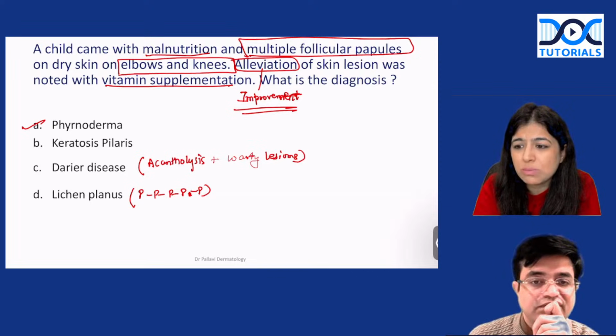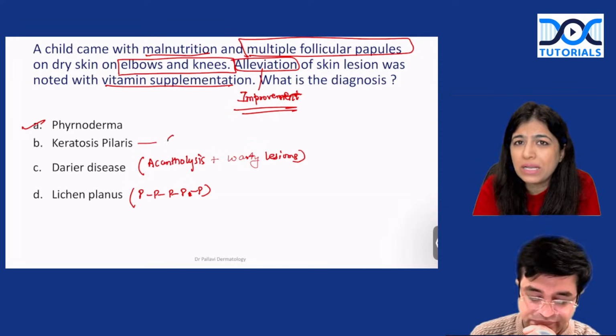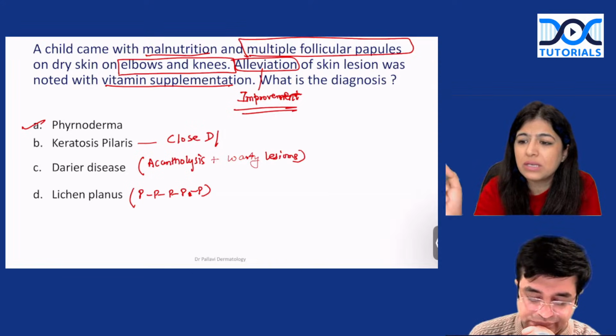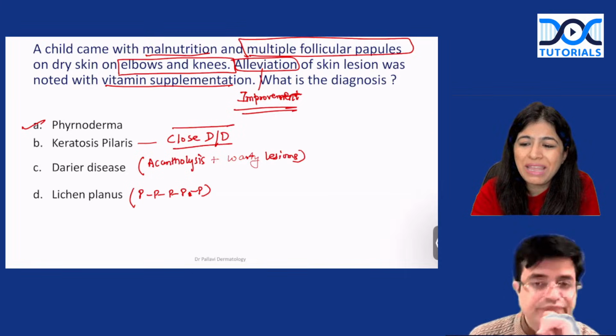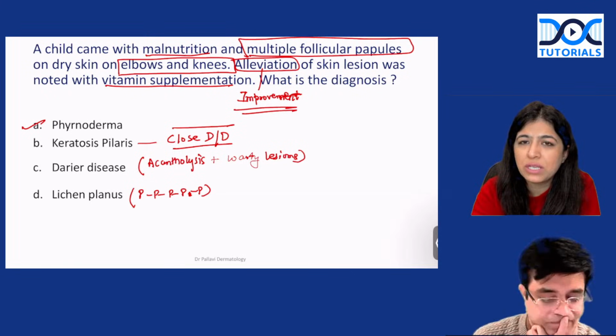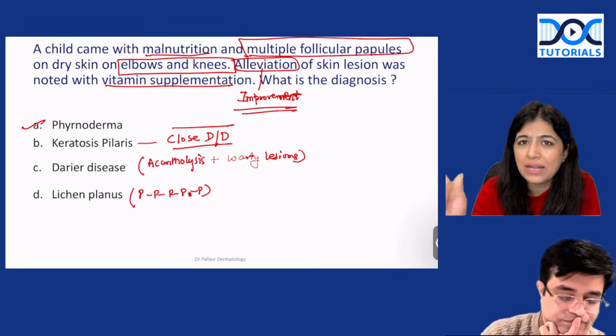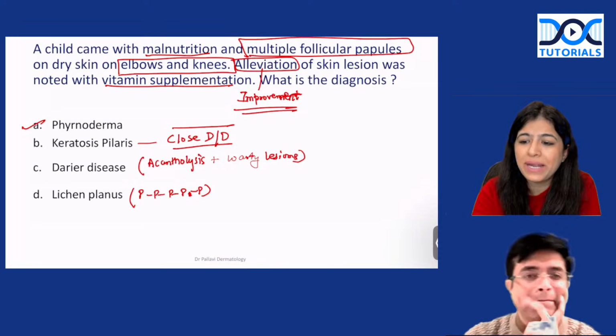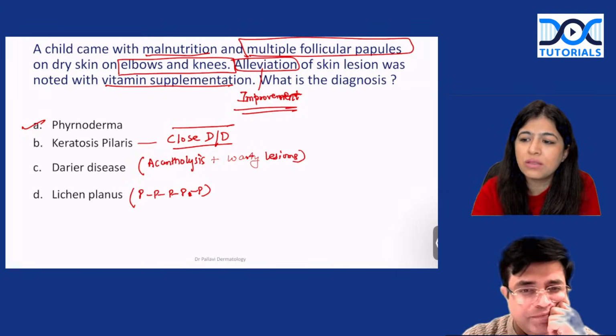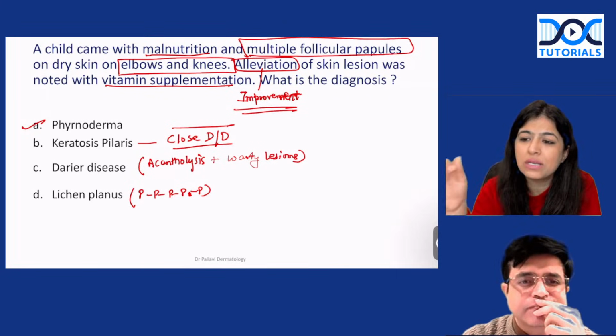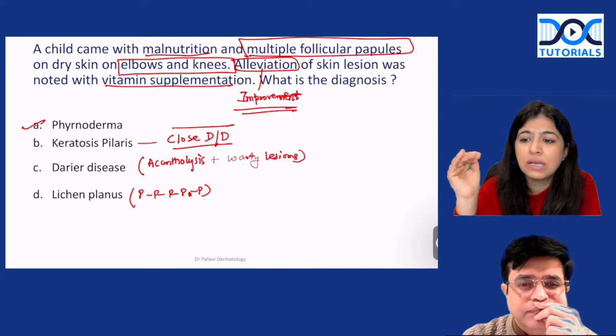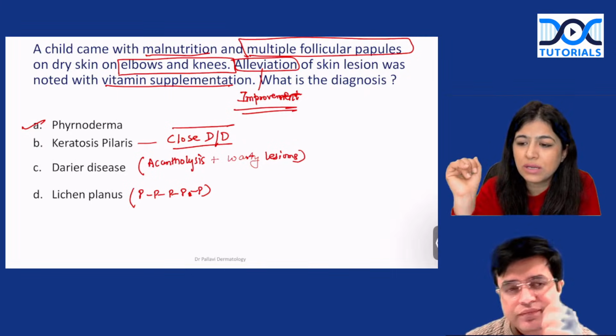B, that is keratosis pilaris, is actually a quite frequent confusion in the exam, because when you look at it, even if you don't know you're dealing with Phrynoderma, you read keratosis pilaris. Pilaris means hair. So many of you might think that, okay, this is related to hair. The question is saying follicular papules. Maybe this is the correct answer. But this is not the correct answer here.